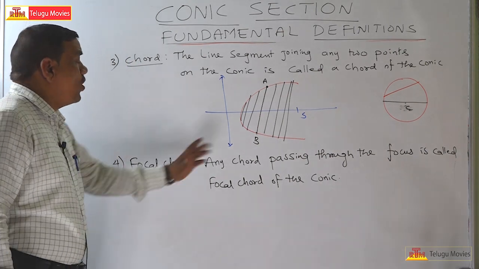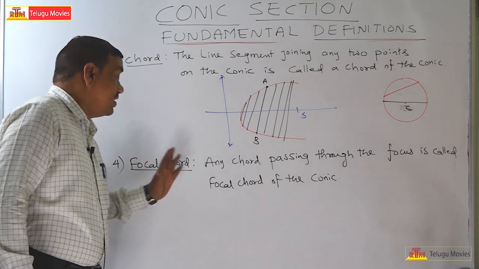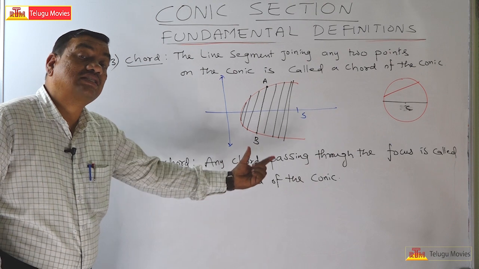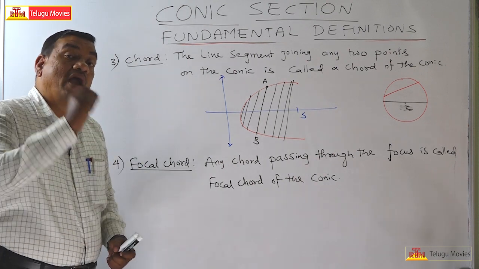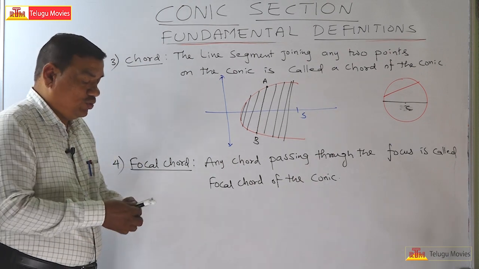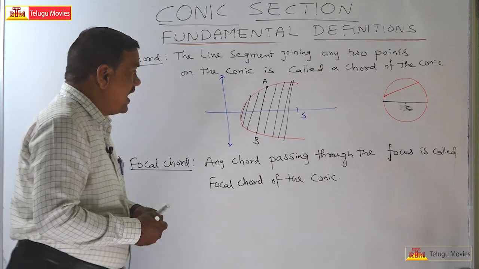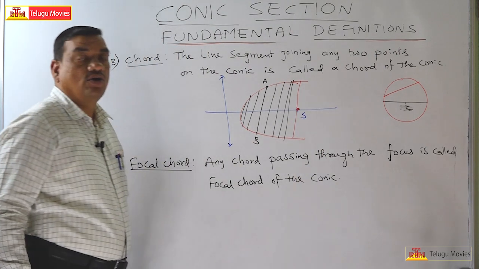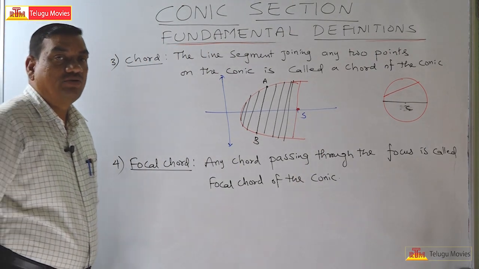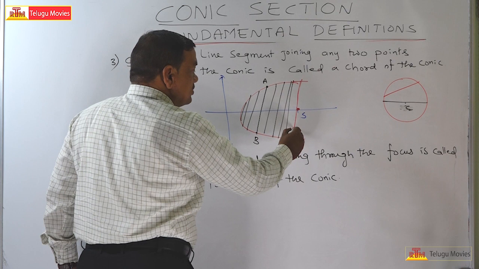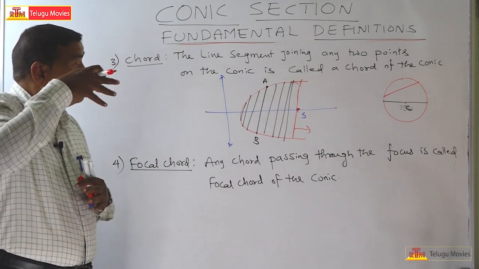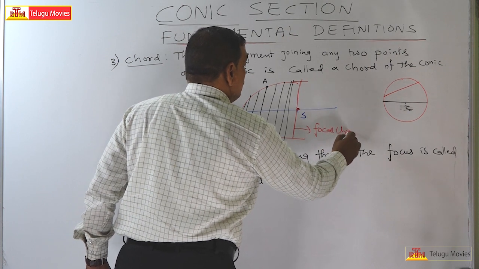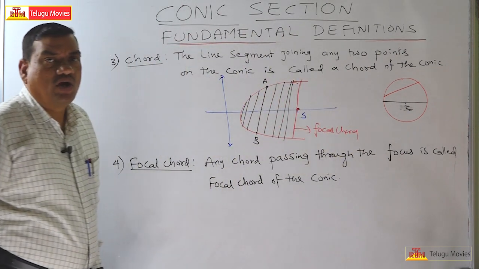Now what is a focal chord? The name itself says focal, focus chord, focal chord. Just like we say diameter, this is a special chord which passes through the focus, and it is called the focal chord. Any number of chords can pass through the focus.